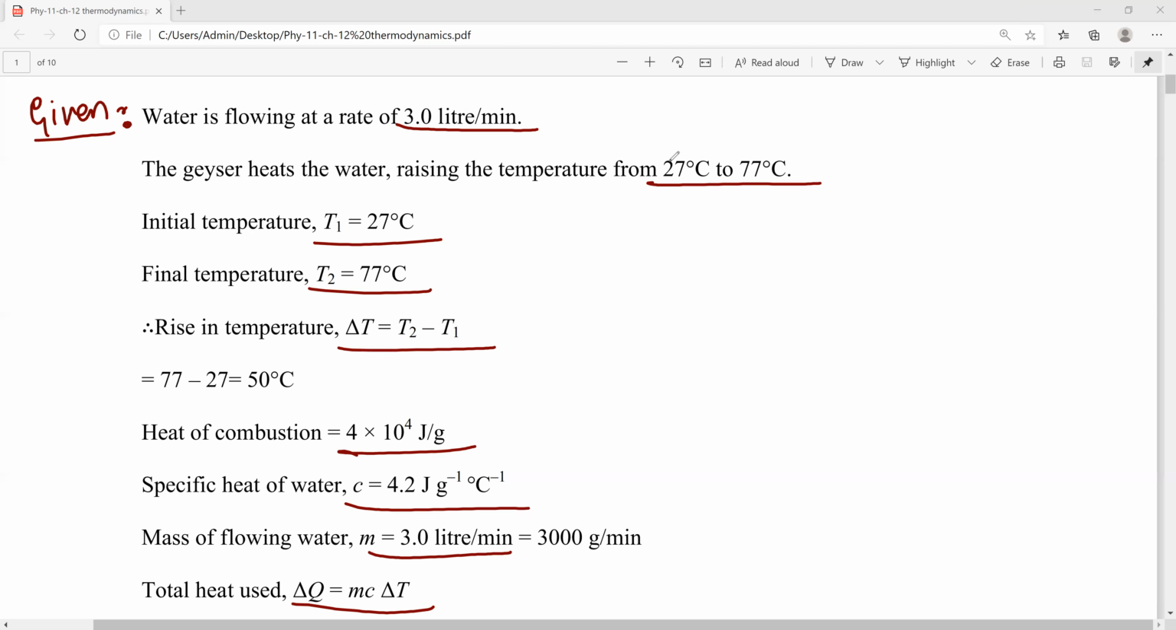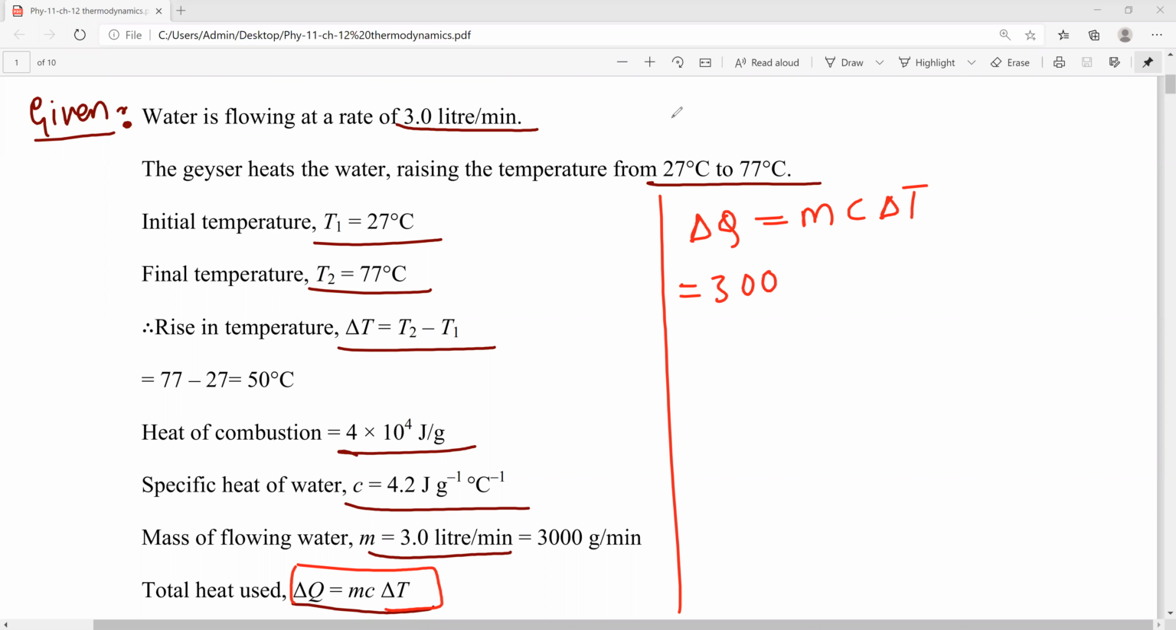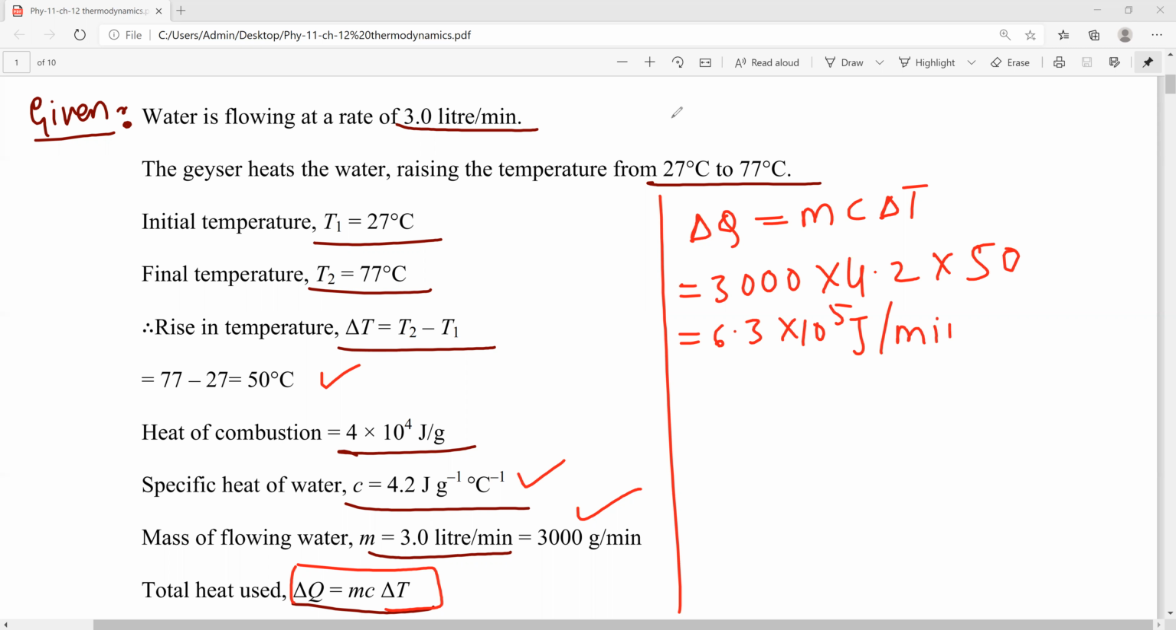By using the given data, total heat is calculated by using the formula delta Q is equal to mass into specific heat into delta T. Substitute all the known values. The mass is 3000 grams per minute; we can take it in grams or liters. The specific heat of water is 4.2, and the delta T value we are getting is 50, already calculated. Substituting all the known values and simplifying, we get 6.3 into 10 to the power of 5 joules per minute.